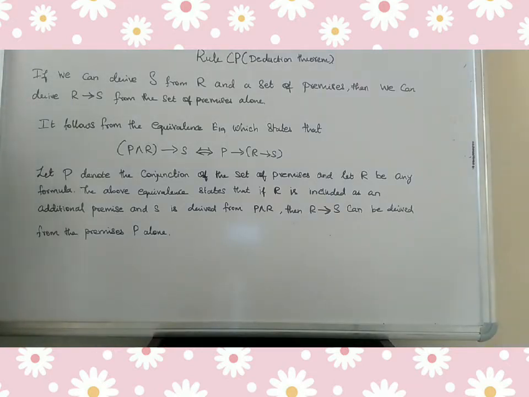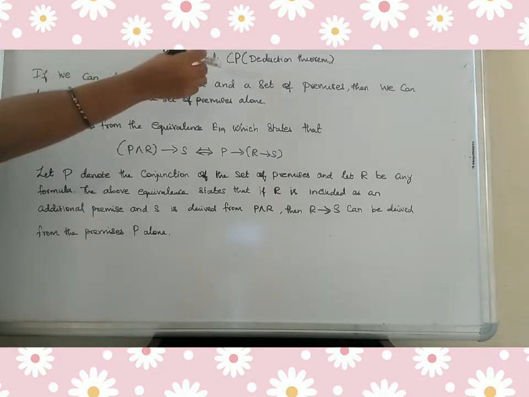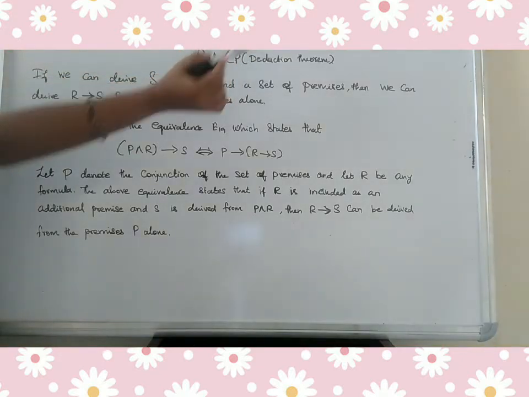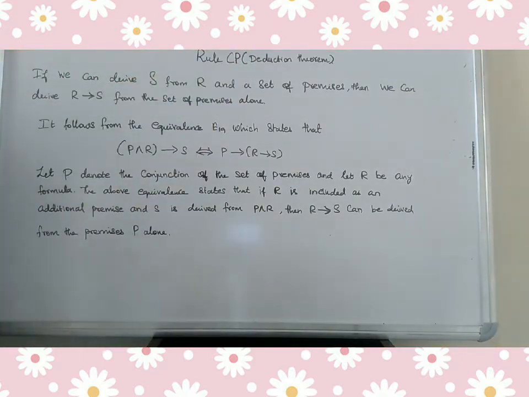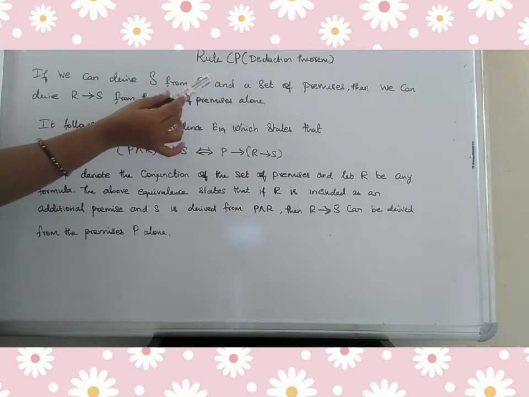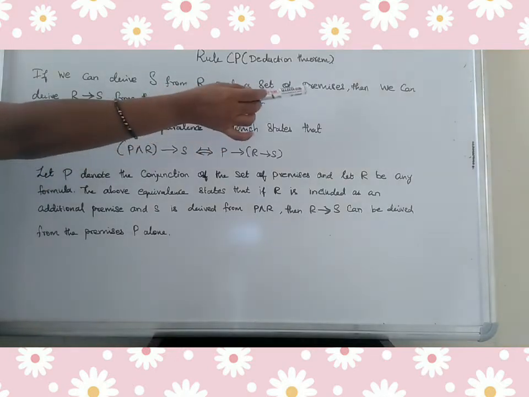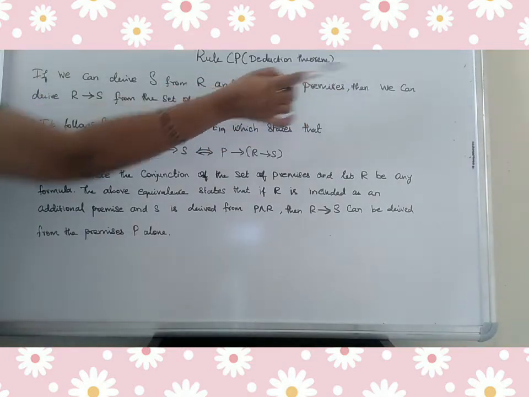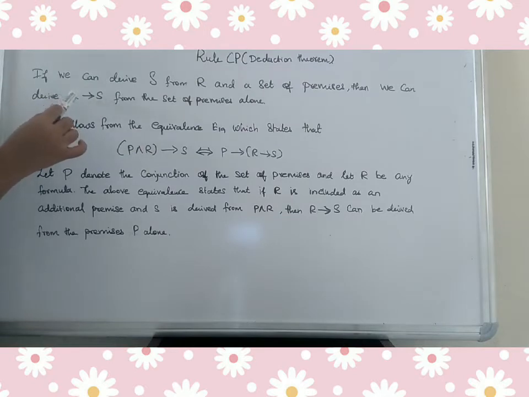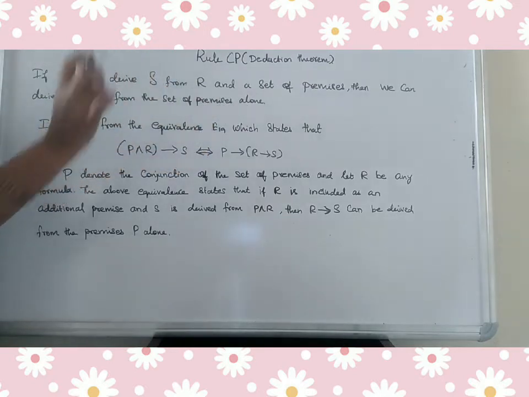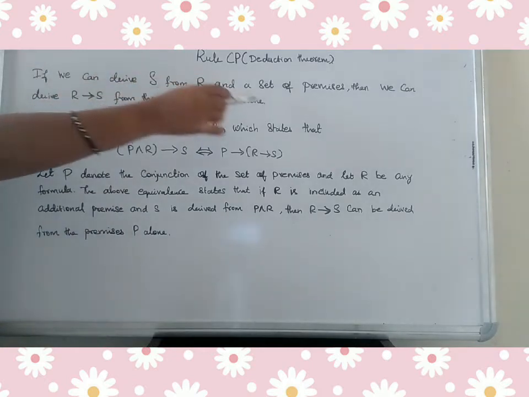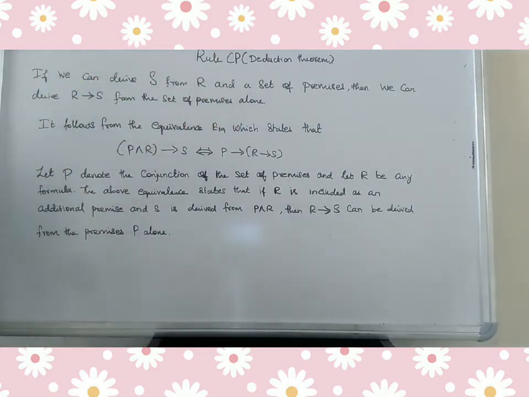And the next rule is the rule CP. It can otherwise be called the deduction theorem. What this rule CP says is, if we can derive S from R and a set of premises, then we can derive R conditional S, that is, if R then S, from the set of premises alone. So this is the rule CP.